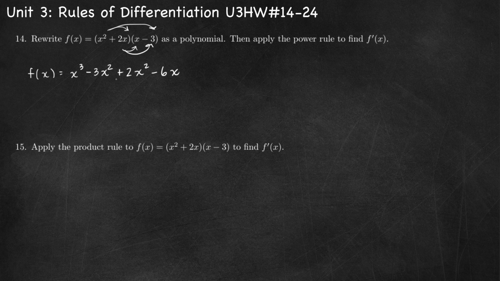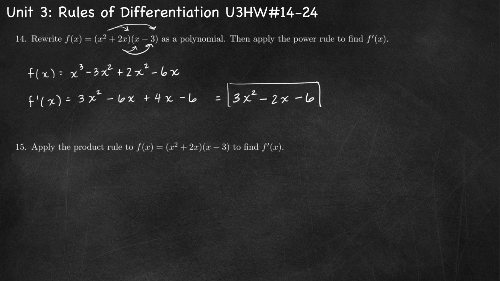And now that it's a polynomial, this is really just the sum of a bunch of power functions, so I can use the power rule to find the derivative. Derivative of x cubed is 3x squared. Derivative of negative 3x squared is negative 6x. Derivative of 2x squared is 4x. And derivative of negative 6x is negative 6. Combining like terms here gives 3x squared minus 2x minus 6. So there is f prime of x.